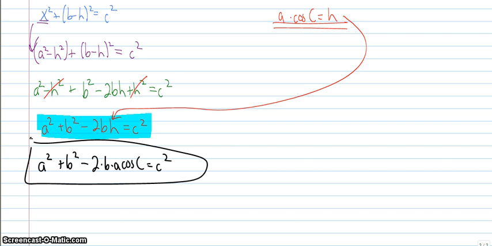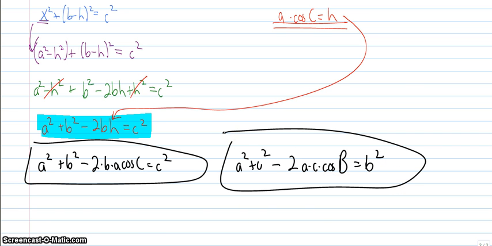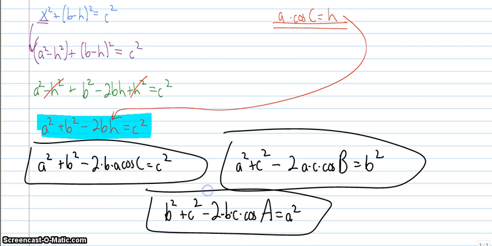Now this can be extended as well. I could have written this as a squared plus c squared minus 2a times c times the cosine of angle b equals little b squared. This is another equivalent version of that. And I could have written it in one other direction. Instead of having a and b or a and c, I also could have said that b squared plus c squared minus 2bc times the cosine of angle a is equal to a squared. So there's our third variation of the law of cosines.